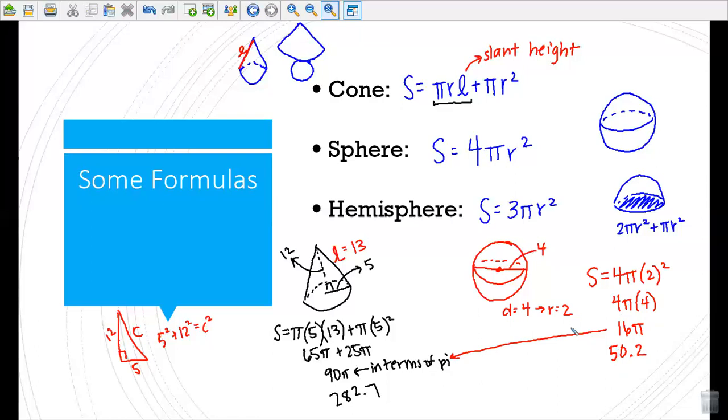If it's not circular, you can just add up all the different pieces. If it's circular, which means it's a cylinder, you got to kind of unfold it, think about what it looks like, and add them together. And then our cone and sphere and hemisphere have a specific formula that you can just plug in to figure out the surface area of any of these shapes that we're working with.